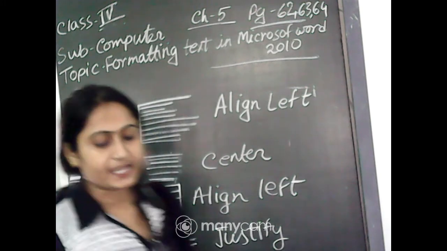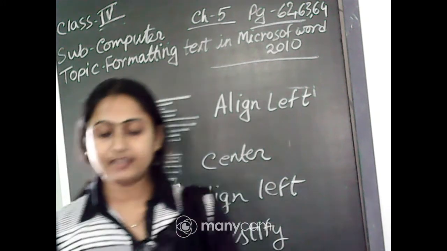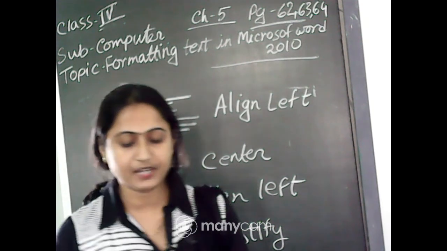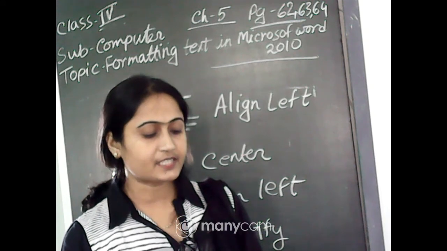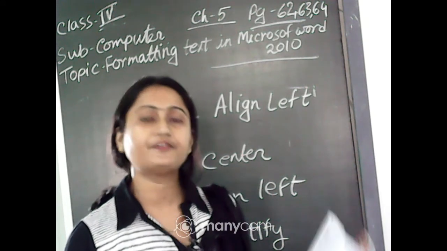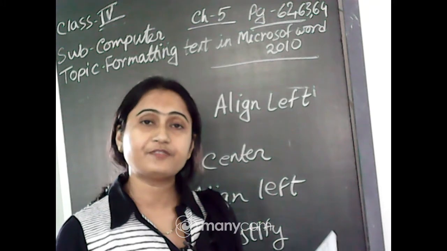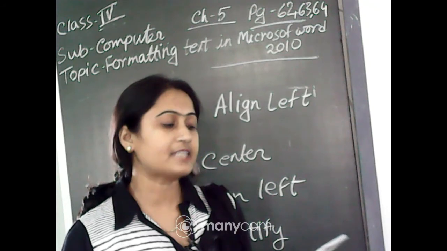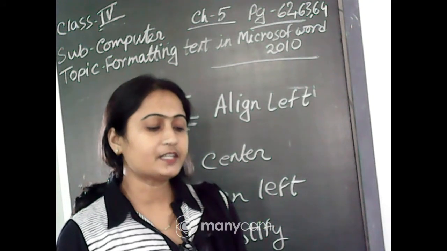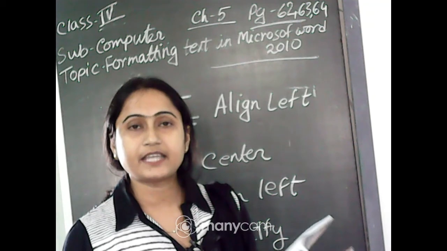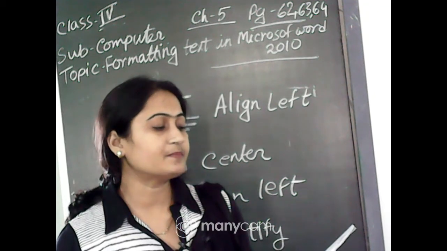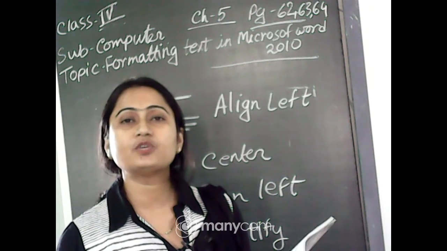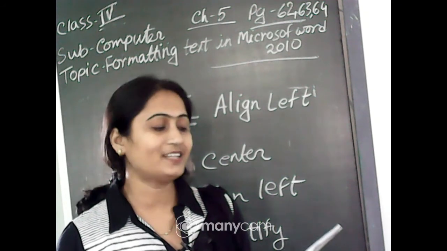Okay, listen. Align left places the selected text towards the left margin. By default the text is always aligned to the left margin. Align center places the selected text in the center of the left and right margin. It is mostly used for titles and headings.